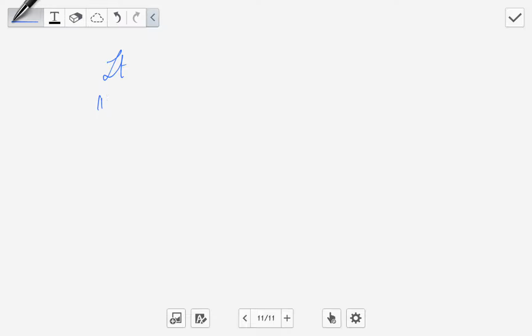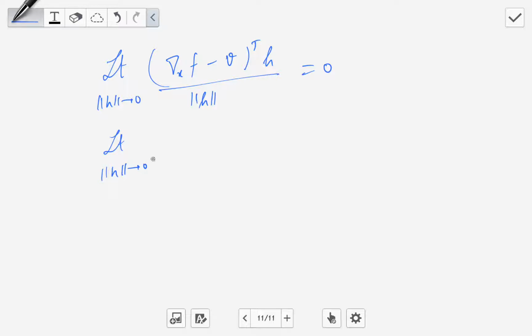limit norm h tends to 0 of (∇f(x) minus v) transpose h by norm h. Now this should be equal to 0. Now we need to find a v such that this is 0. Now let us see limit norm h tends to 0, del f x minus v. Let us take its norm, times cos theta, where theta is the angle between these two.